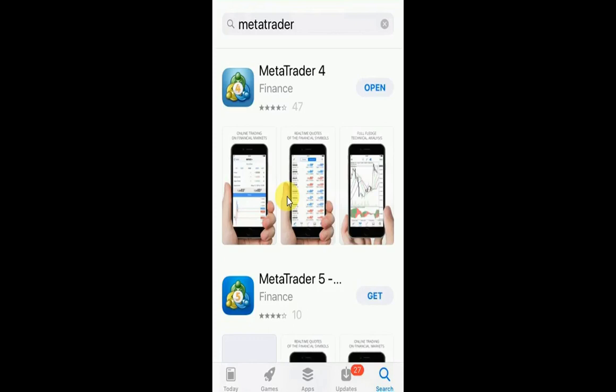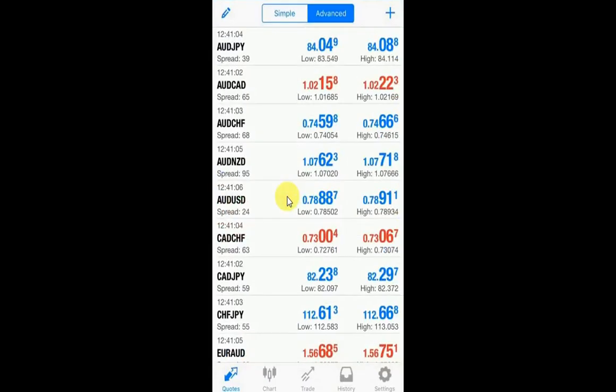So after you search, you have MetaTrader 4 and MetaTrader 5. I like MetaTrader 4, so I downloaded 4. You see, I don't have 5. That's why you have Get here, and you open it when you've downloaded it. So you can just go ahead. I click open, and then this is what you have.